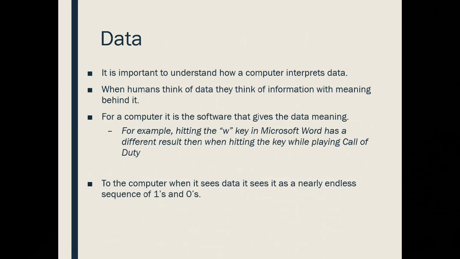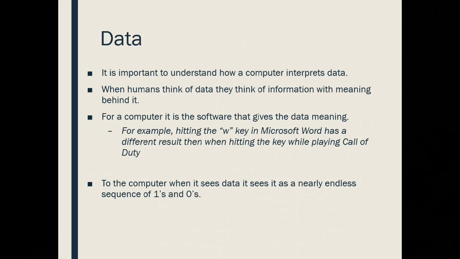So to the computer, when it sees data, it doesn't see the same thing we see. It doesn't see a W. It sees everything in a sequence of ones and zeros. And really it doesn't even see ones and zeros. What it actually sees is high voltage and low voltage. That's all a computer can really understand, is electricity.